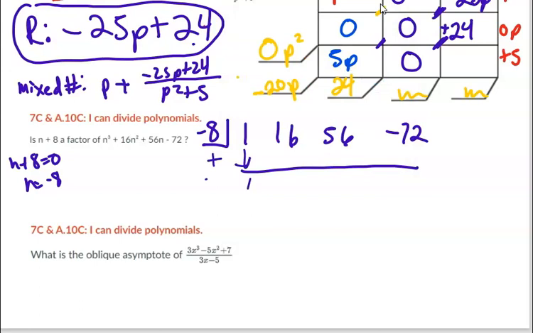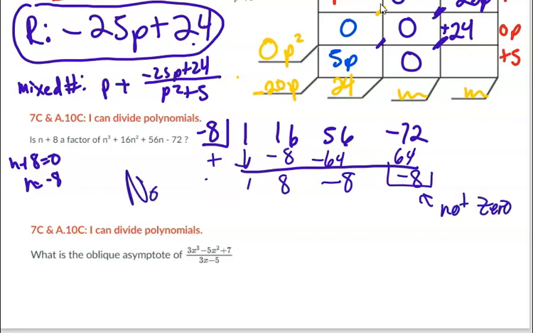Break down the 1. Negative 8 times 1 is negative 8. Negative 8 times positive 8 is negative 64. We have 64, and that's going to give you negative 8. So this is not 0. So we're going to put no. If you don't get a 0 right here, that means that this is not going to be a factor.